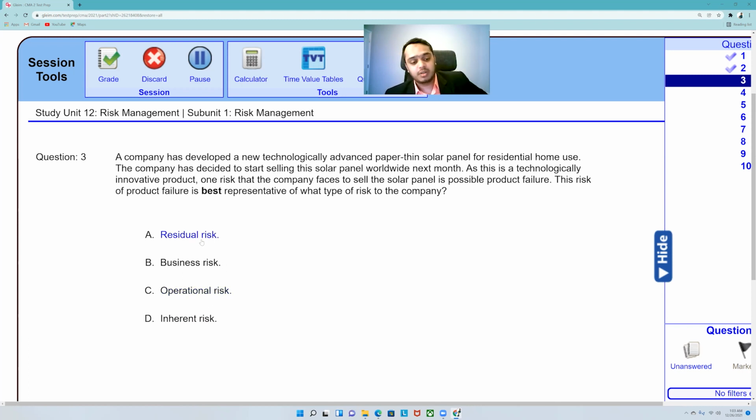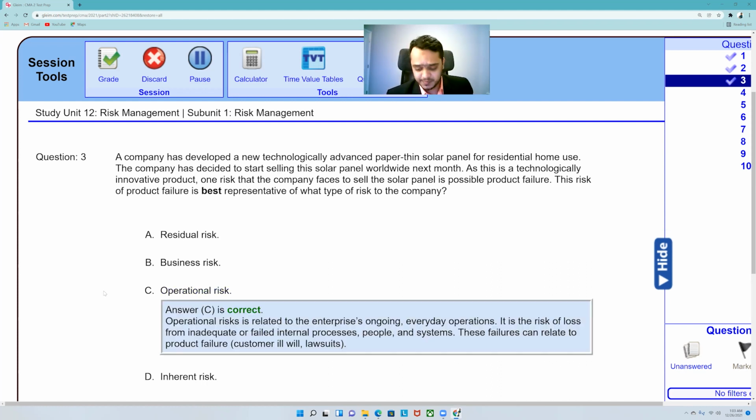Now let us talk about the other options also. Residual risk cannot be, because at the end of the day, all of the panels cannot have that particular risk. Business risk is risk associated with selling that product, whether you are able to sell it in the market or not. It is not an inherent risk because it is not there for all the solar panels, because there are solar panels which are working. But here they are saying it is a thin layer which you have made to put just on residential purpose. So inherent risk also should not be there. This answer is best fitting for operational risk only, and I'll go ahead with that.